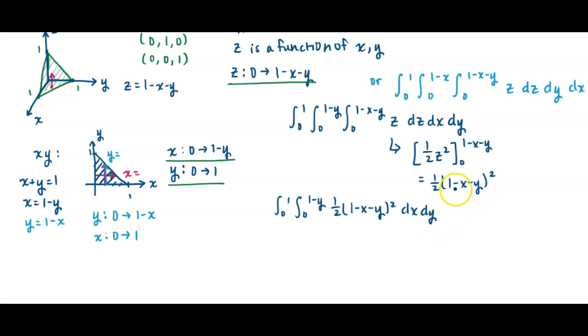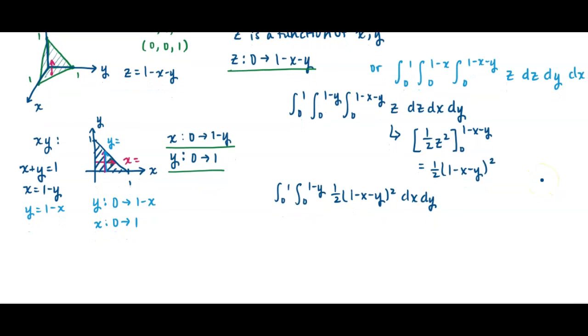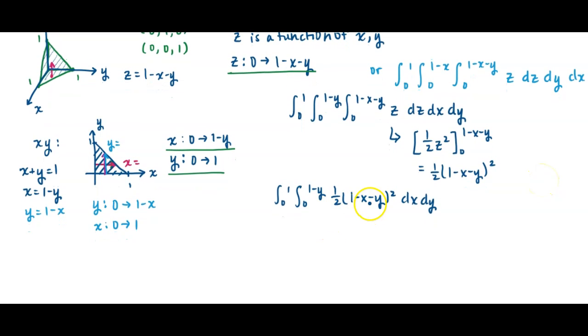Now sure, I could expand out this trinomial. I like to avoid expanding out trinomials when I can, just because it's a little bit tedious. Because right here, can't I also just use u substitution? If we let u be 1 minus x minus y, then our du, remember that we're integrating in terms of x, treating y as a constant, would just be -1 dx.